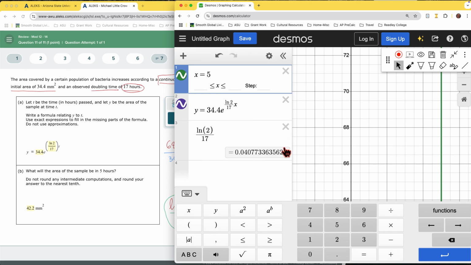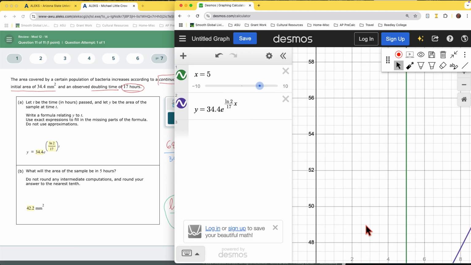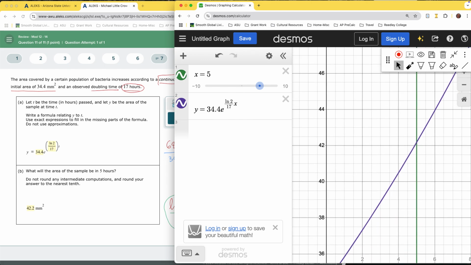Get rid of some of this other stuff. And we could do this graphically. Again, we have to go down here. Here's our x equals 5. Here's our equation, our growth equation. And when we click here, we get 42.2. Okay, so that's another way to do it.